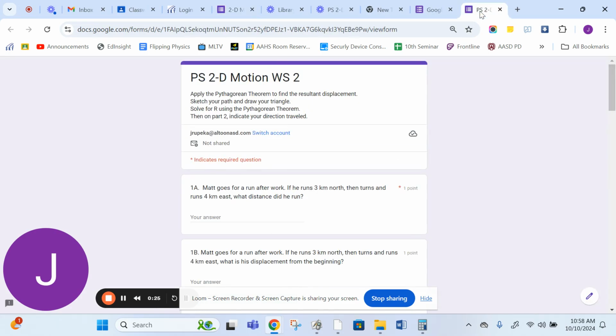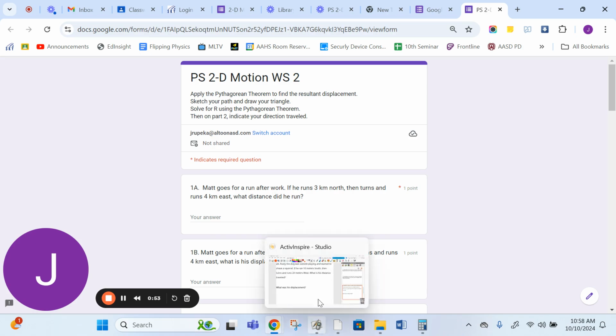Well, how it applies is we will still apply the Pythagorean theorem. We just have to draw our triangle first. We'll sketch our path, we'll draw our triangle, solve for r using the Pythagorean theorem. On part 2, you will indicate which direction you traveled, and distance is still solved the same way. Distance just adds, whereas displacement is that vector quantity where direction matters.